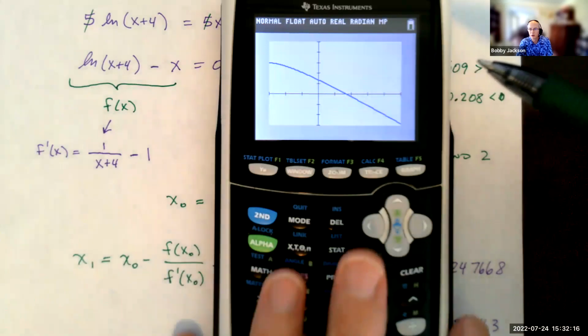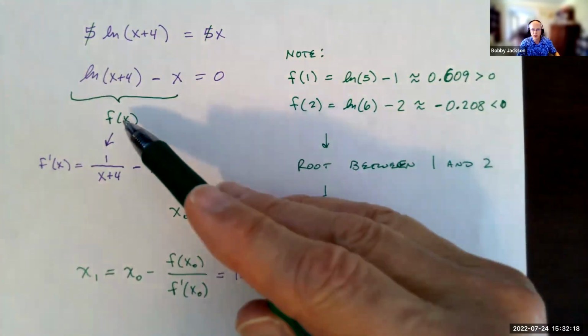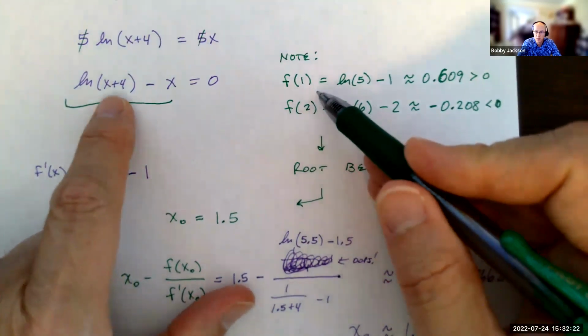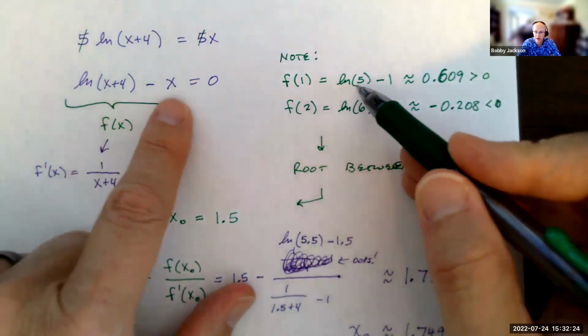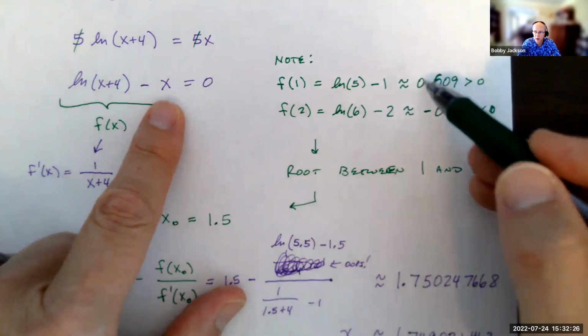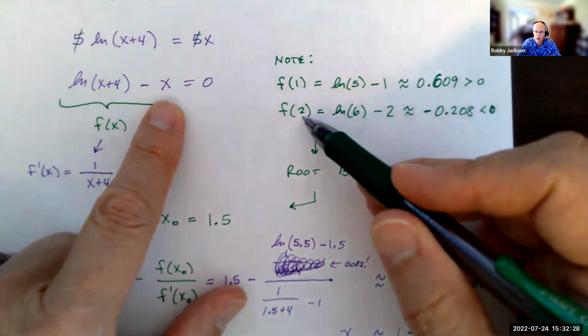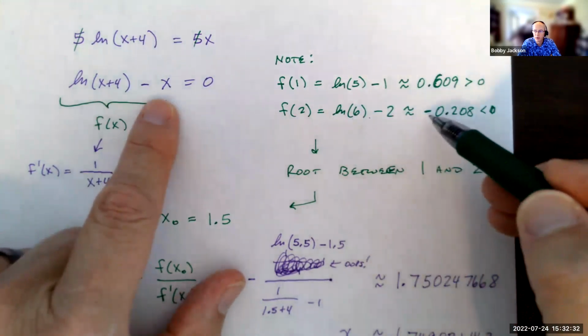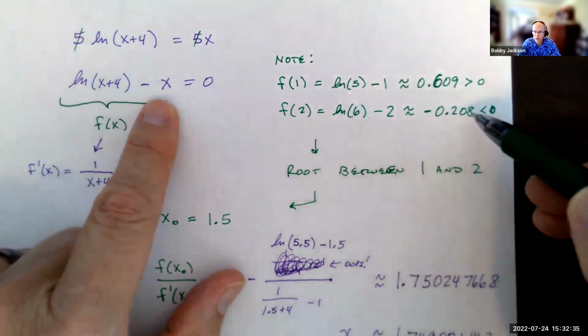Okay. In fact, when I plug 1 into this new function, I'm calling this f of x, if I plug 1 into it, 1 plus 4 is 5. I get the natural log of 5 minus 1. If I use my calculator, it's about 0.609. That's a positive number. If I plug in 2, it's natural log of 6 minus 2, which is about what? Negative 0.208, which is less than 0.